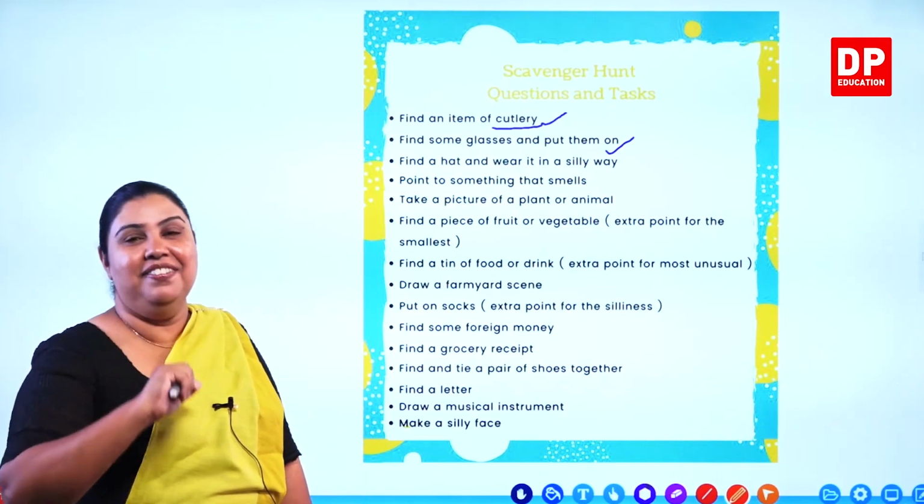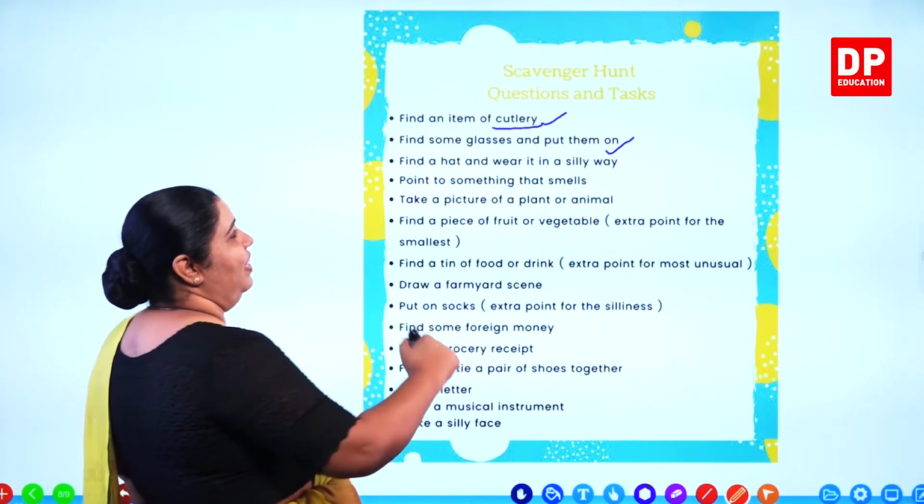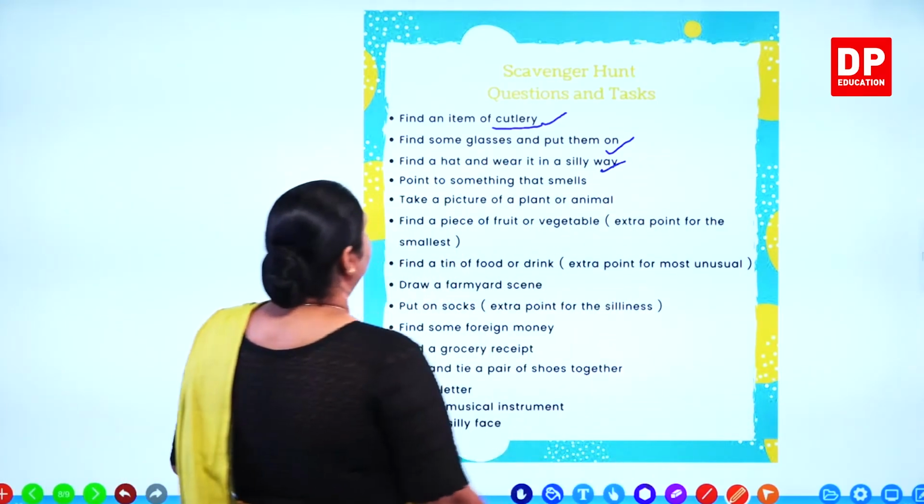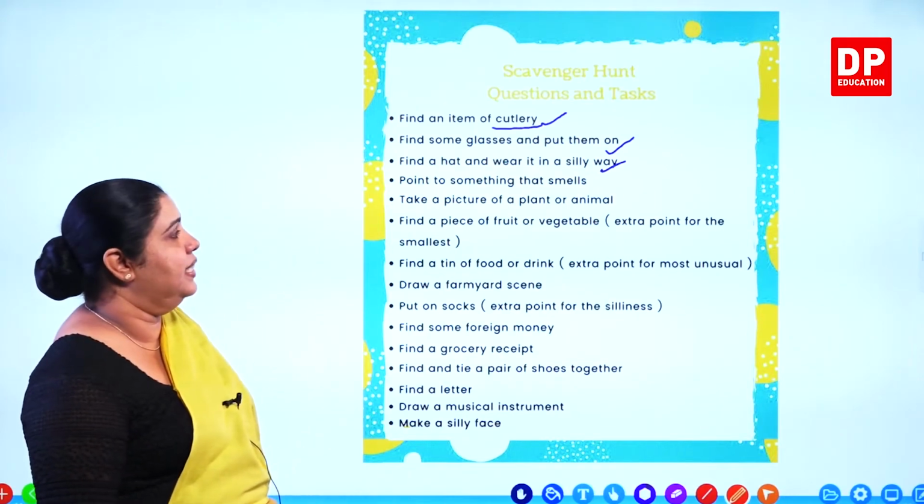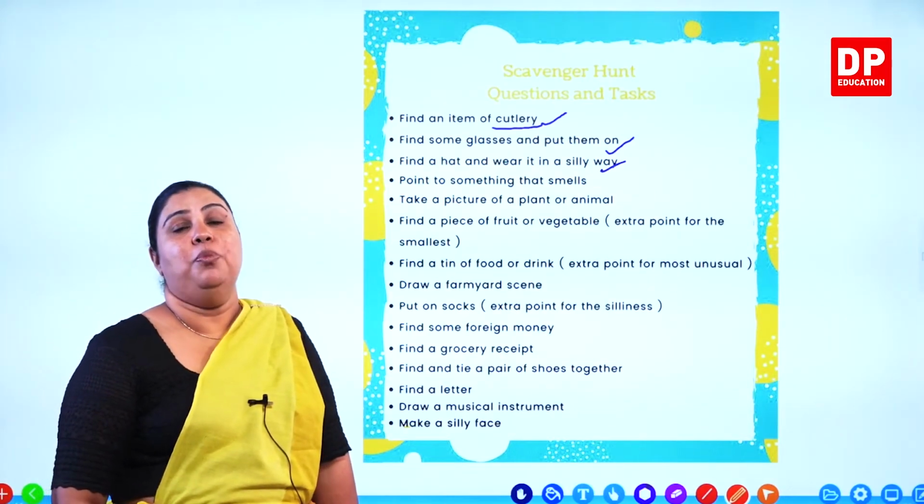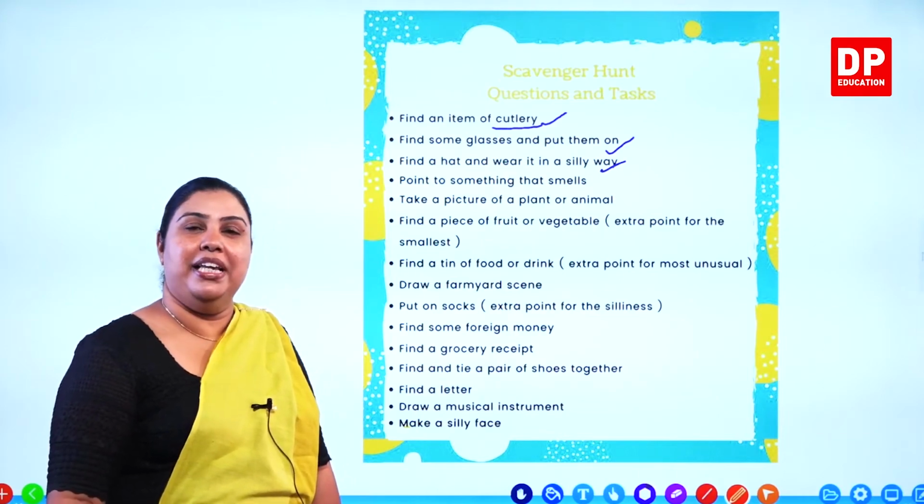So that is another way that you can do this scavenger hunt game, right? Then point to something that smells, right? Point to something that smells.